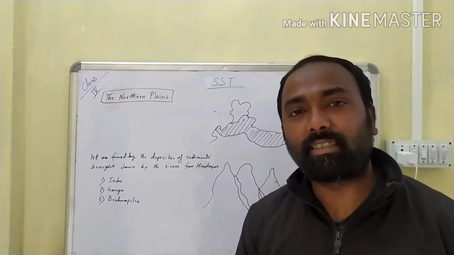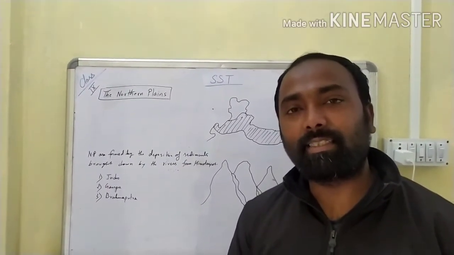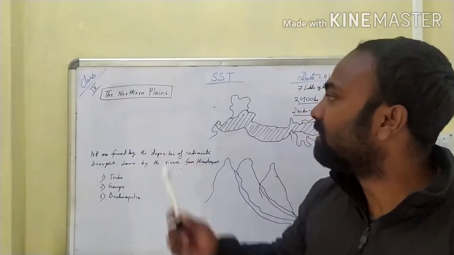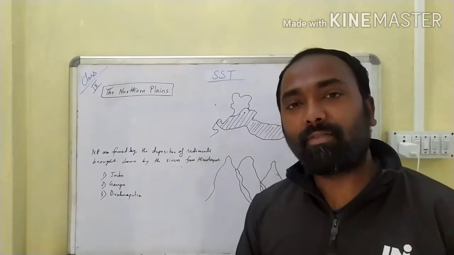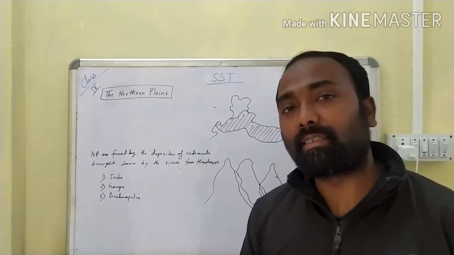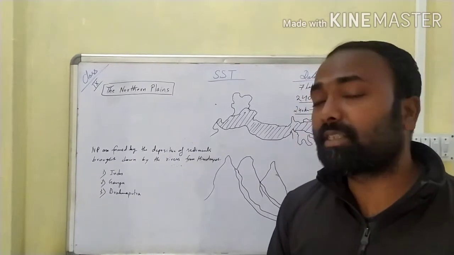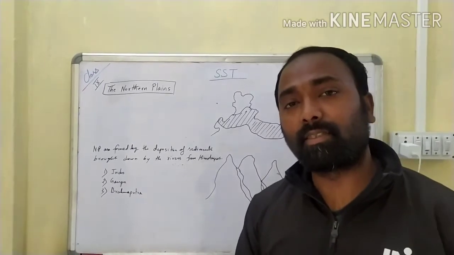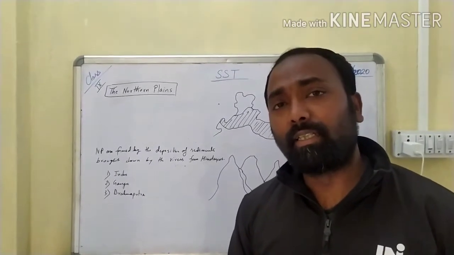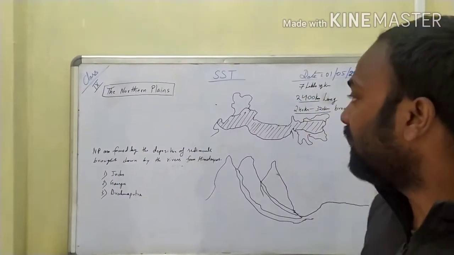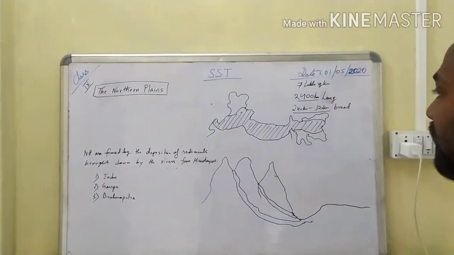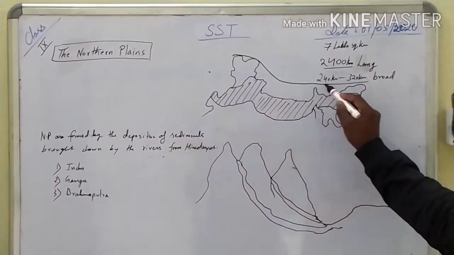Welcome to the third e-learning session of SST, and in this session we are going to discuss the northern plains. We have already discussed the Himalayas in the earlier session, and in this session we are going to discuss the northern plains, its formation and the other important features of the northern plains. So let us start. As you can see in the picture, it lies towards the south of the Himalayas.